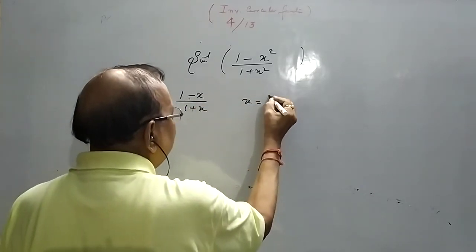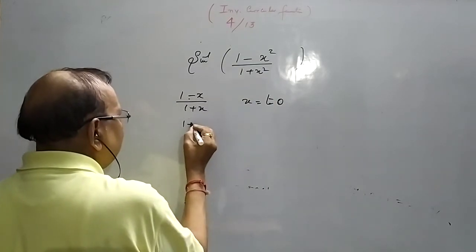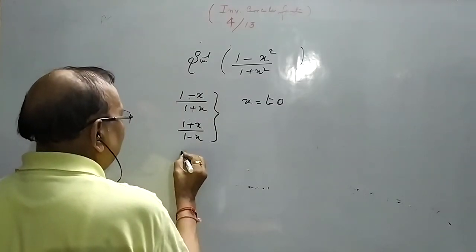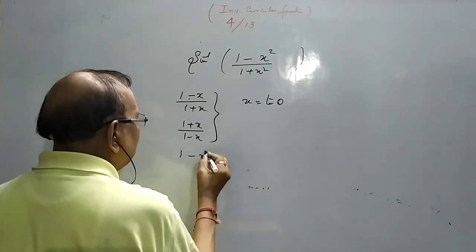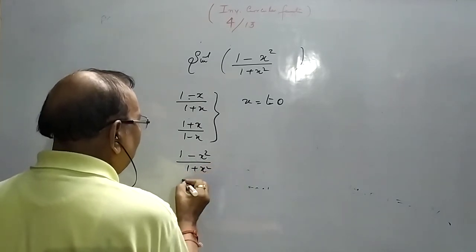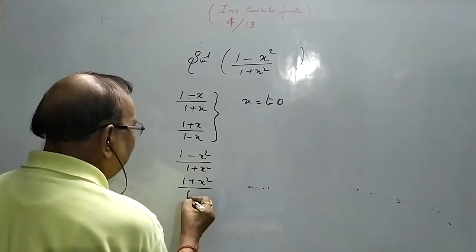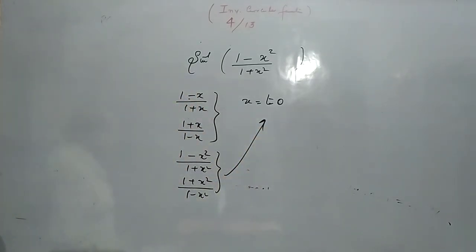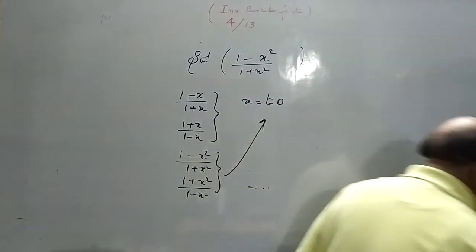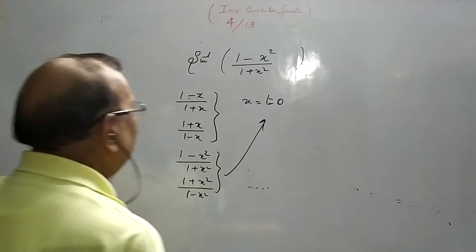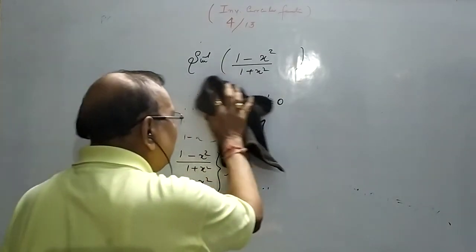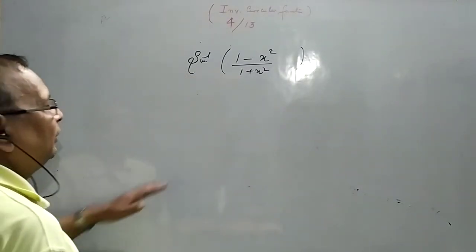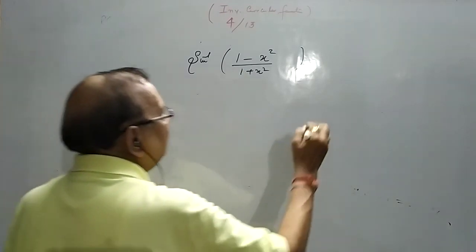Put x is equal to tan theta. For 1 plus x upon 1 minus x, or even 1 minus x square upon 1 plus x square, or 1 plus x square upon 1 minus x square, you may put in all the cases x is equal to tan theta. These are guidelines only, these are not rules. There is a difference between rules and guidelines. So here we may take x is equal to tan theta.